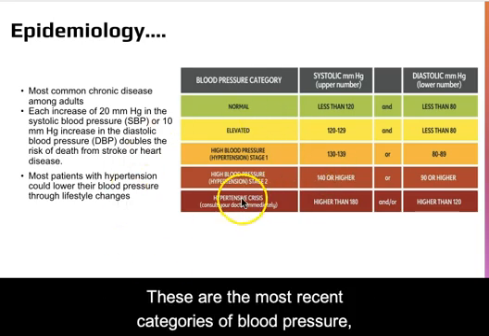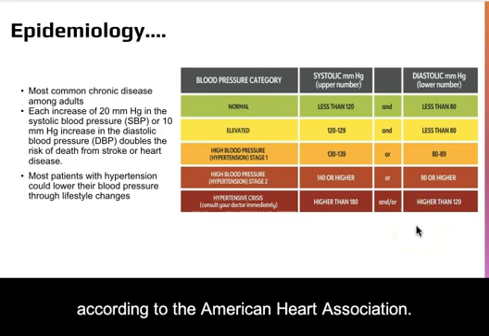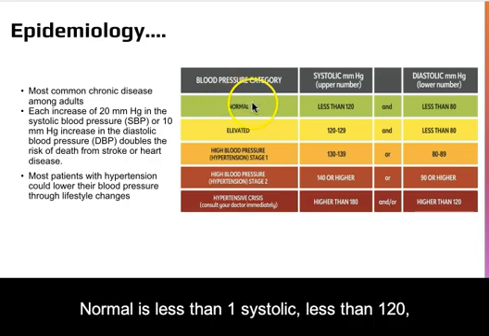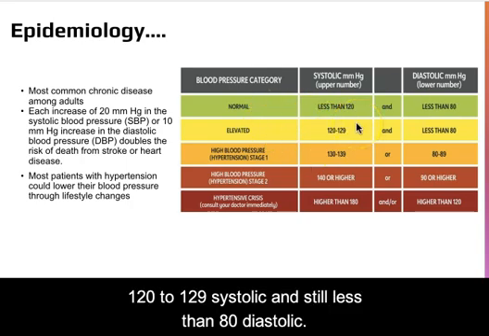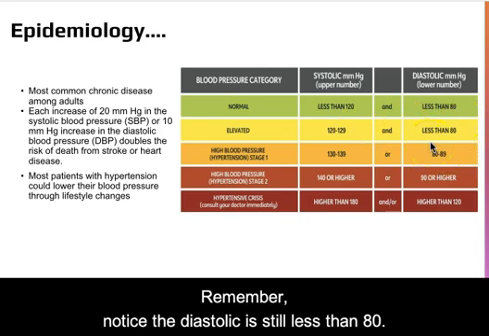These are the most recent categories of blood pressure according to the American Heart Association. Normal is systolic less than 120 and diastolic less than 80. Elevated is 120 to 129 systolic, and still less than 80 diastolic. Remember, notice the diastolic is still less than 80.